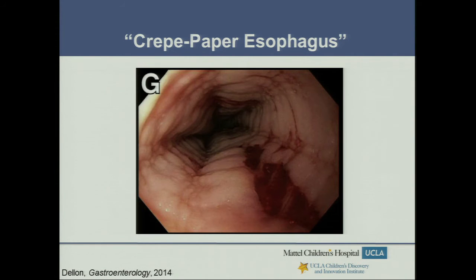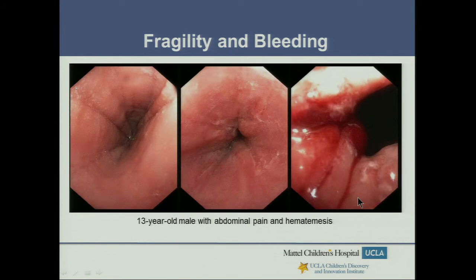There's something that's called Crepe-Paper Esophagus that's been reported. This is when the esophagus is so friable that just with simple passage of the endoscope, you develop a linear tear in the mucosa. Patients can also have fragility and bleeding on endoscopy.